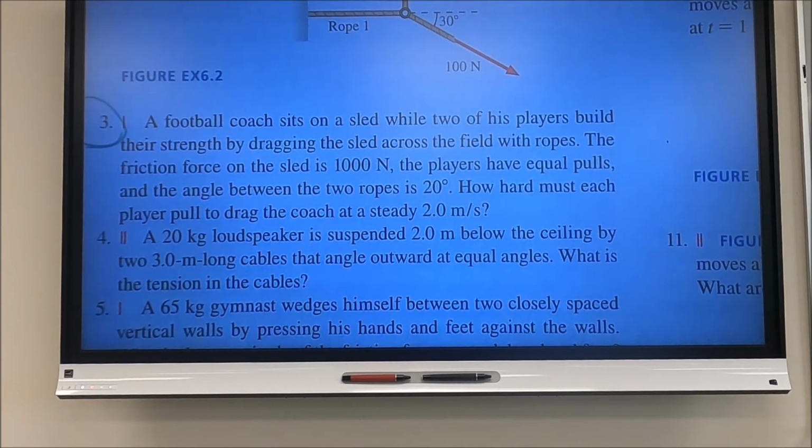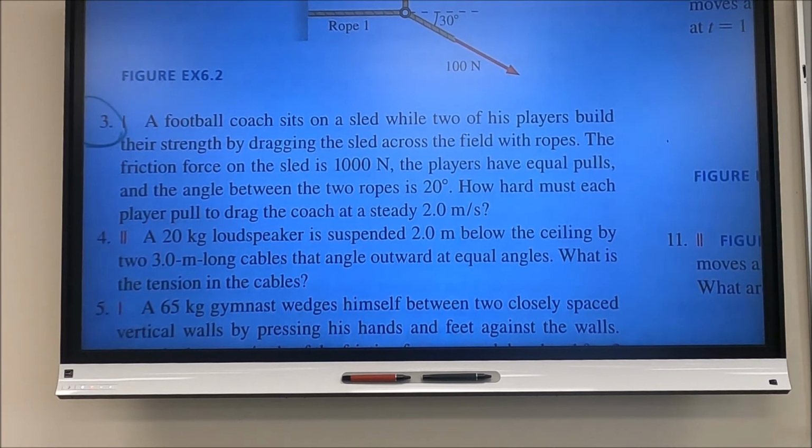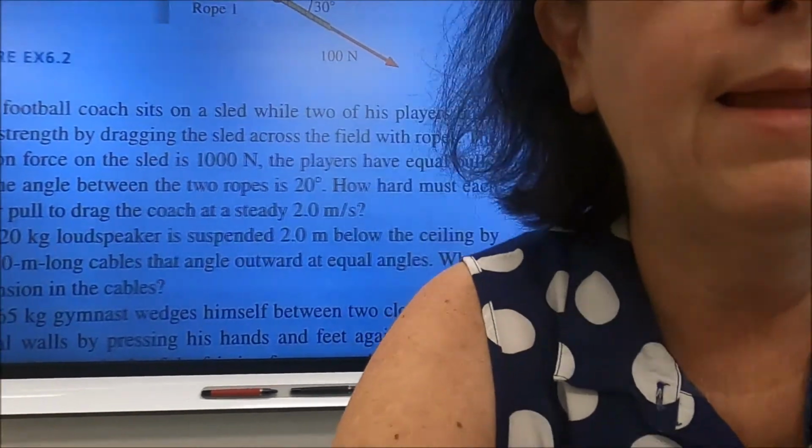So let's start drawing a picture here. Hold on a second, I'm going to get a little bit ahead of you. Give you a chance to read over the problem. Okay.